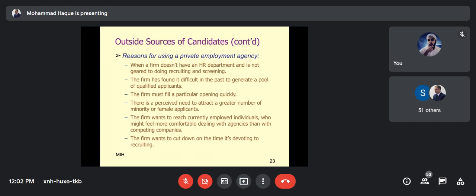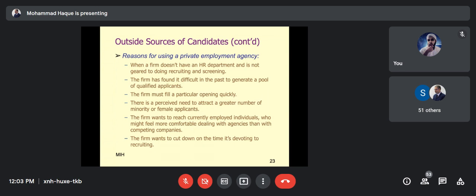There is a perceived need to attract a greater number of minority or female applicants or reserve category candidates. We use an agency. The firm wants to reach currently employed individuals who might feel more comfortable dealing with agencies rather than applying directly to the company, and the firm wants to cut down on the time it devotes to recruiting.